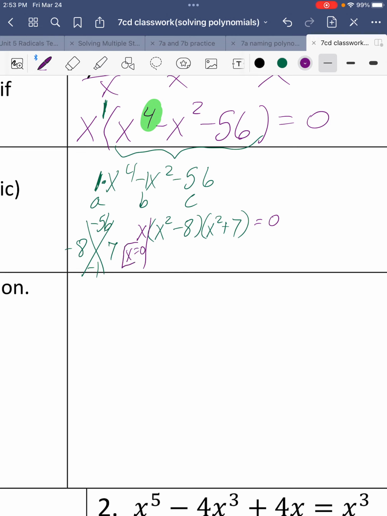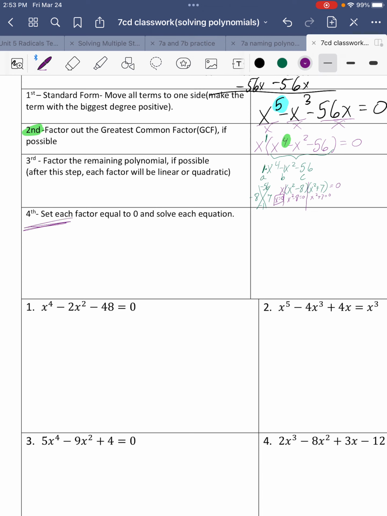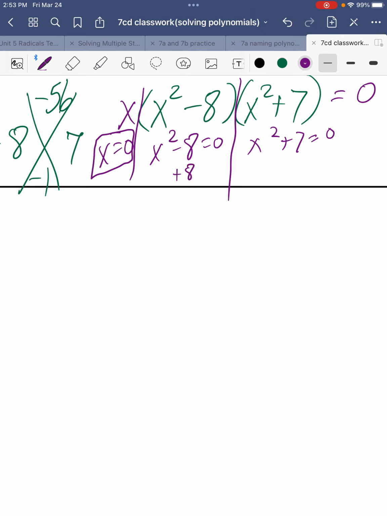And now this is set equal to 0. We're going to set each factor equal to 0 and solve. Well, that first one, x equals 0, is already solved. X is by itself. Great. That's one of our solutions. X squared minus 8 equals 0. X squared plus 7 equals 0. We need to solve both of these. And that is actually step 4, which I skipped over to: setting each factor equal to 0, and solving.